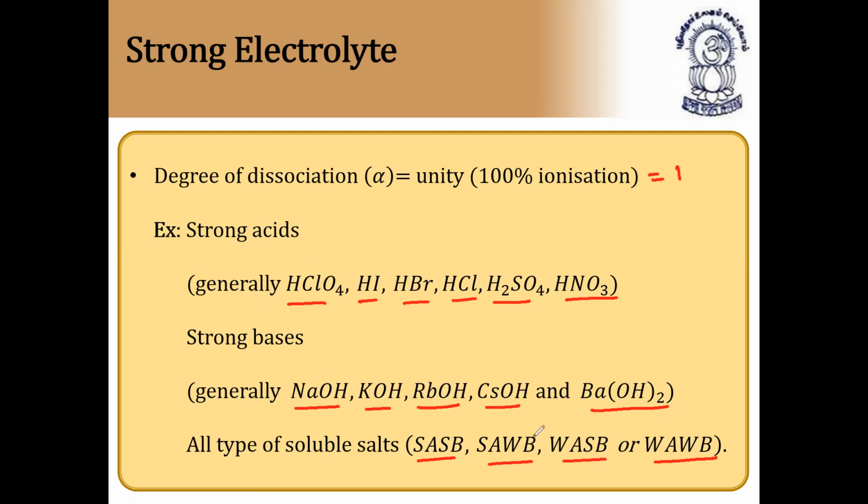And weak acid with strong base, or weak acid with weak base, are called weak electrolytes. They do not come under strong electrolytes. They are called weak electrolytes because they do not dissociate into ions completely. They dissociate into ions only partially. So these are called weak electrolytes.